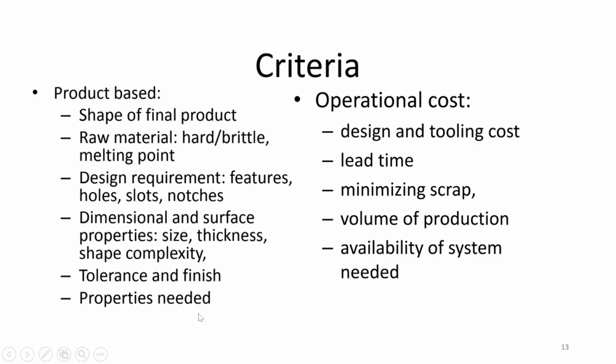And what are the properties needed? For example, if you require high isotropic properties, so if you want your properties to be very uniform throughout the cross section, then you can't use sand casting, because it will lead to formation of some anisotropic properties.